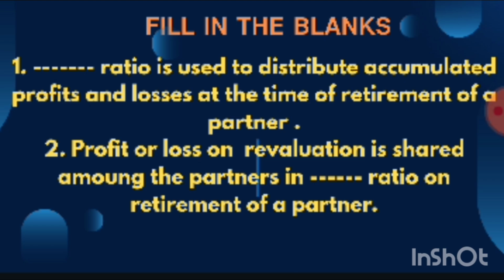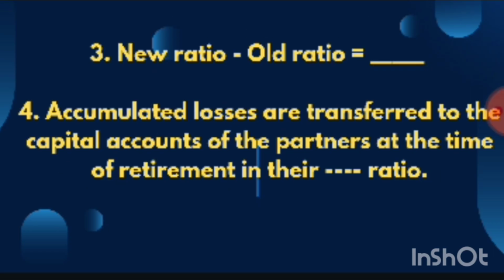Profit or loss on revaluation is shared among the partners in dash ratio on retirement of a partner. So profit or loss on revaluation is shared in their old ratio on retirement of a partner. New ratio minus old ratio is equal to gain ratio or gaining ratio.